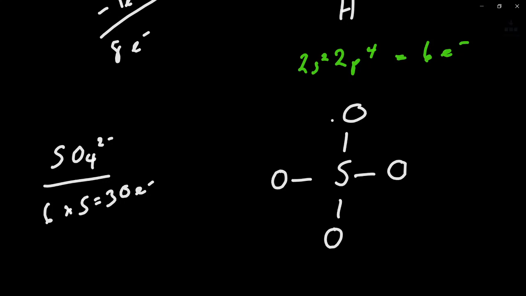So let's do this. 1, 2, 3, 4, 5, 6, 7, 8, 9, 10, 11, 12, 13, 14, 15, 16, 17, 18, 19, 20, 21, 22, 23, and 24. If we add up all of our electrons now, 2, 4, 6, 8, 10, 12, 14, 16, 18, 20, 22, 24, 26, 28, 30, 32. So we've used two too many electrons. We have to remove at least 2 from somewhere.